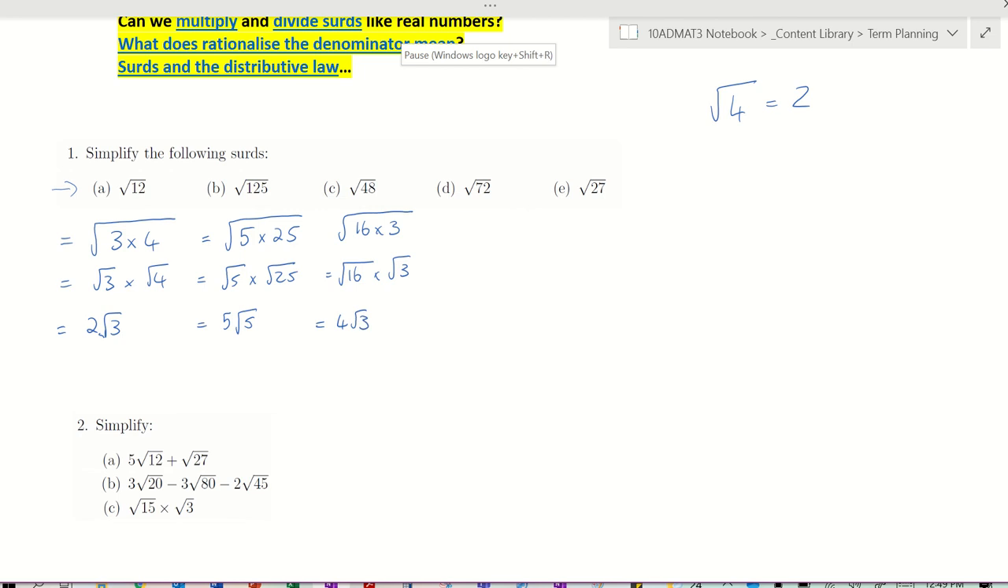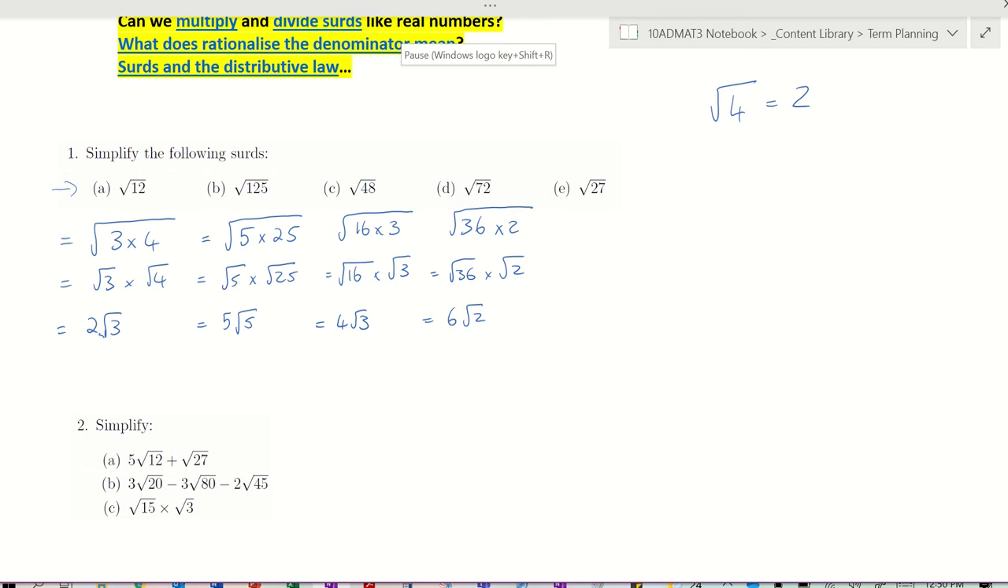72 could come back to 9 and 8, because 9 times 8 is 72. However, 8 is made up of 4 times 2, so there's another square root in there. So the best one to do is 36 times 2. Square root 36 is something that we can find the answer to, 6 root 2.